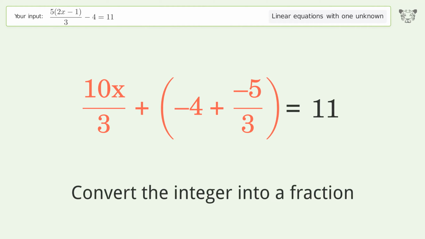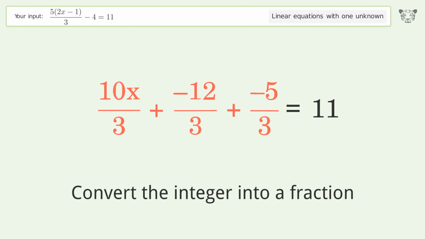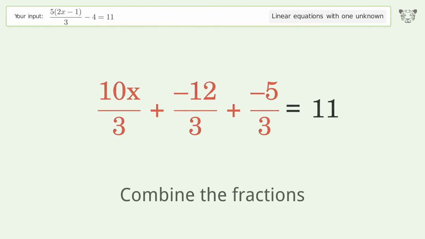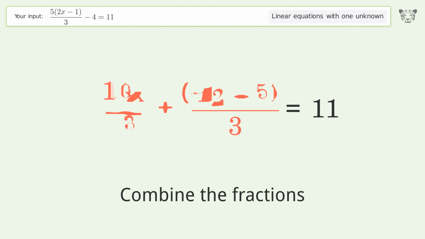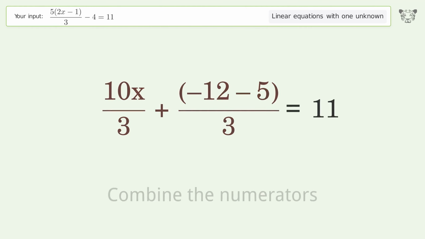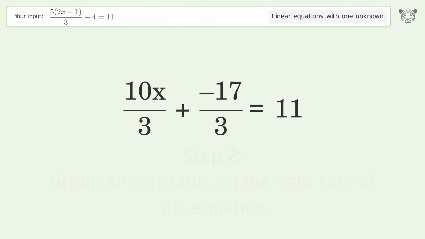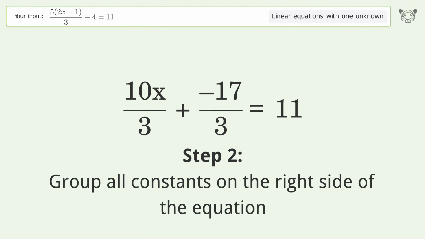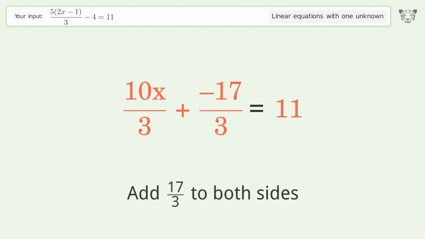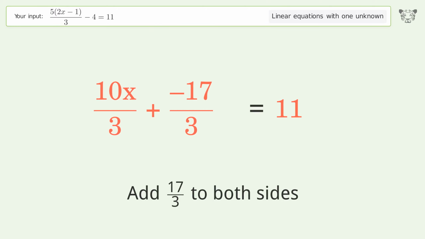Convert the integer into a fraction. Combine the fractions. Combine the numerators. Group all constants on the right side of the equation. Add 17/3 to both sides.